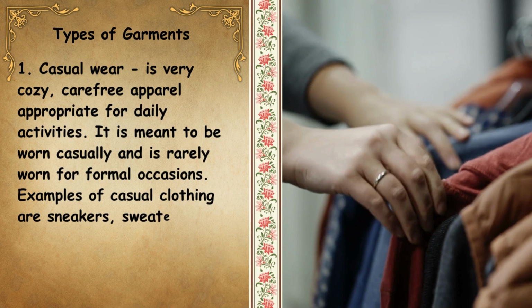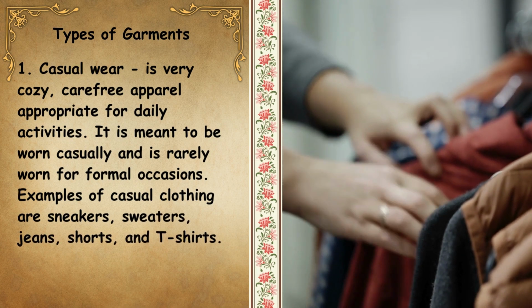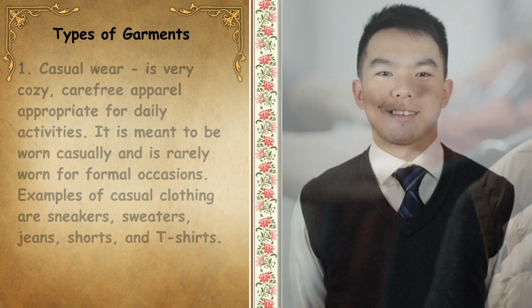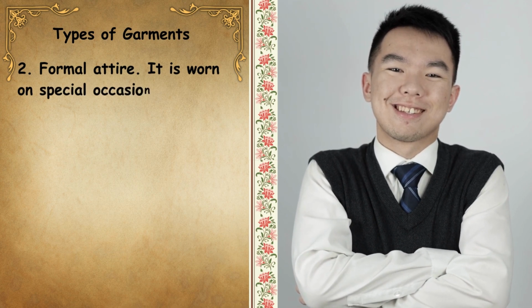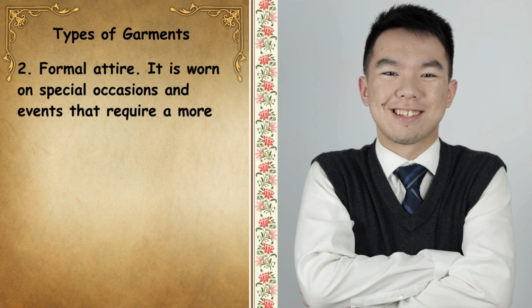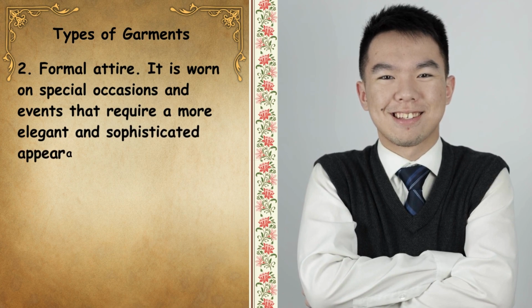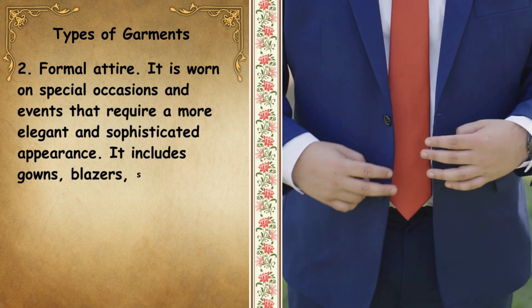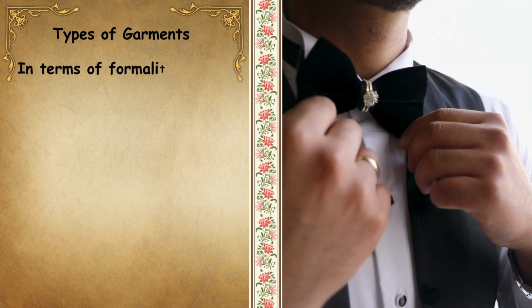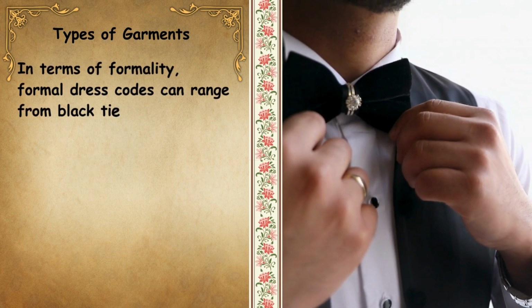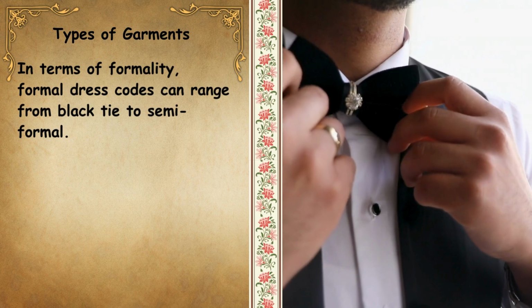Examples of casual clothing are sneakers, sweaters, jeans, shorts, and t-shirts. 2. Formal attire. It is worn on special occasions and events that require a more elegant and sophisticated appearance. It includes gowns, blazers, suits, dress shirts, and formal shoes. In terms of formality, formal dress codes can range from black tie to semi-formal.